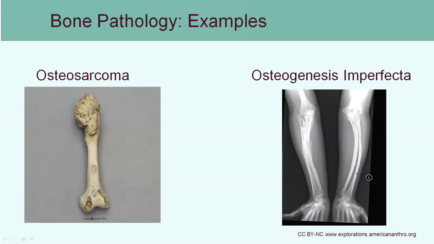On the left, we have osteosarcoma. That is a type of cancer. And you can see this very unusual shape on this long bone. That is not what it's supposed to look like. You can see there's an extra growth of bone tissue there instead of this nice smooth looking end to the bone. On the right-hand side, we see a genetic condition called osteogenesis imperfecta. This is from an X-ray, and you can see that the bones are bent abnormally due to fractures of the bones.